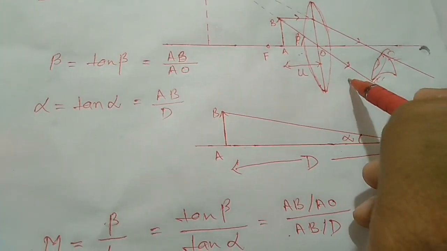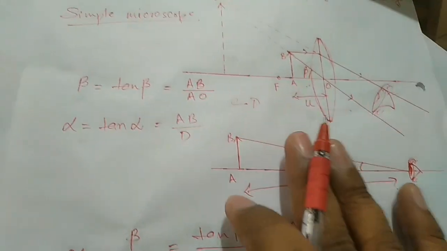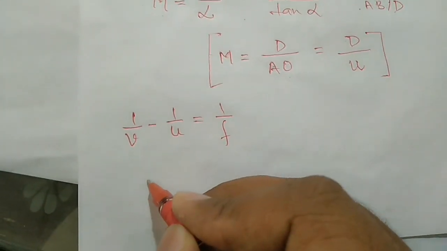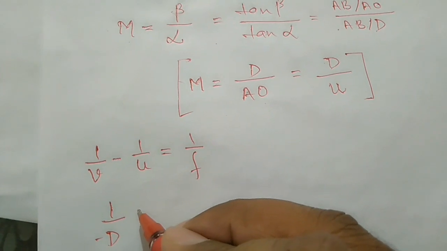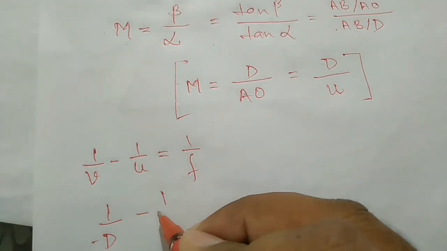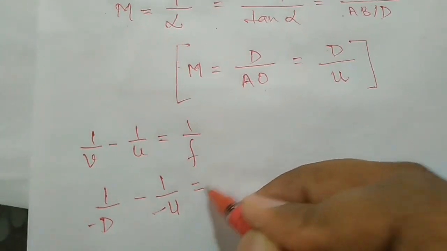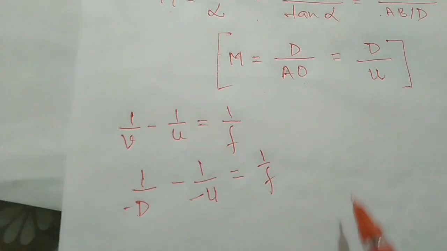Where is the image formed? The image is always formed at the least distance of distinct vision, which is capital D. So instead of 1 upon V, I am writing 1 upon minus D, because it is on the left of the optical center, minus 1 upon U. U is also on the left, so minus U is equal to 1 upon F. We have to calculate in terms of that.